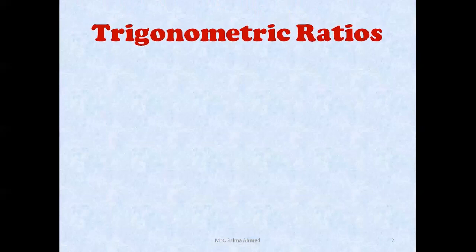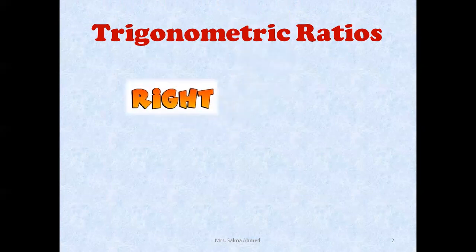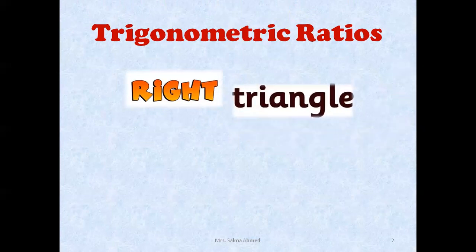What is a trigonometric ratio? I said before that it is a relation between the angles and the sides of right triangles. So I'm going to repeat, it's very important that it be a right triangle, not any other type of triangle.